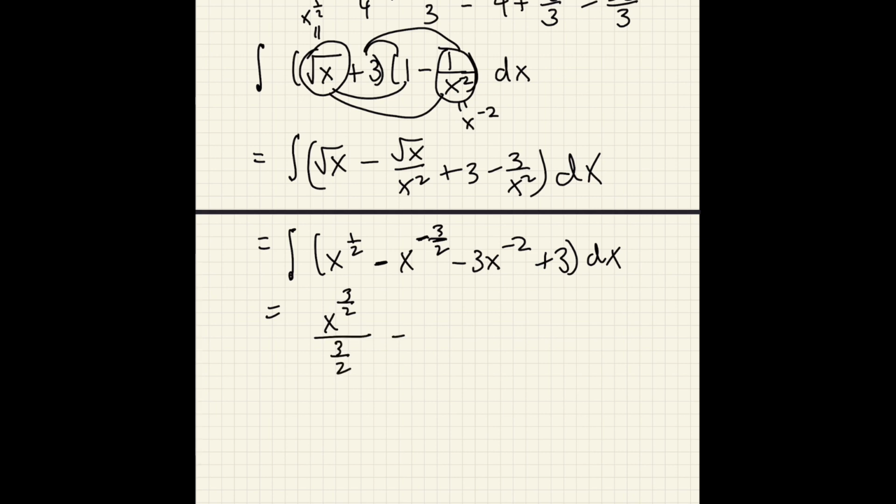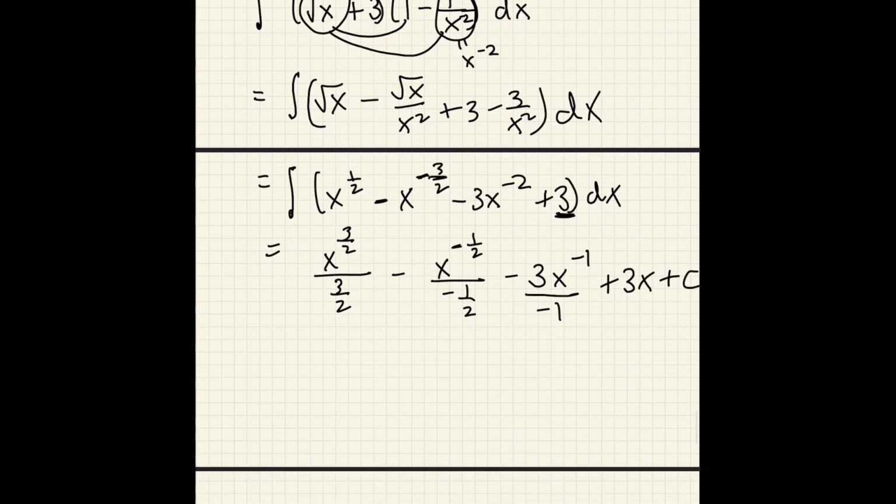Same thing here. Negative 3 over 2 plus 1, that'll be negative half, because I'm adding to a negative number, don't forget. And divide by the power, divide by negative half. Now, I got negative 2 as a power here, so I add 1, I get negative 1. Divide by the power. And then for here, I'm integrating 3. Remember, I told you, if you integrate a number, you get that number times x. Don't forget the plus c.